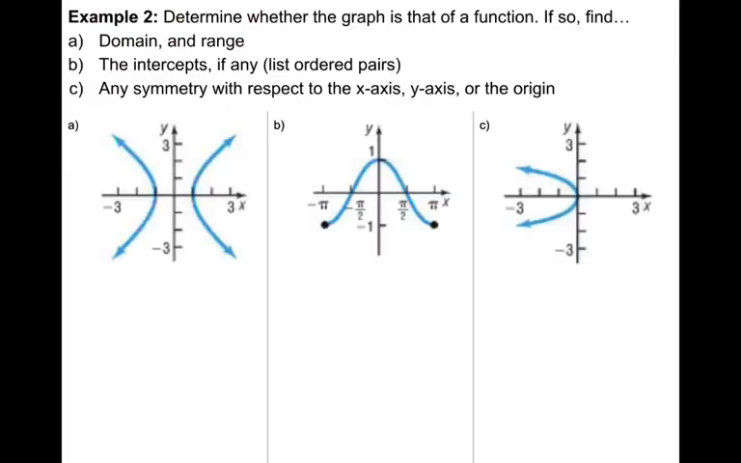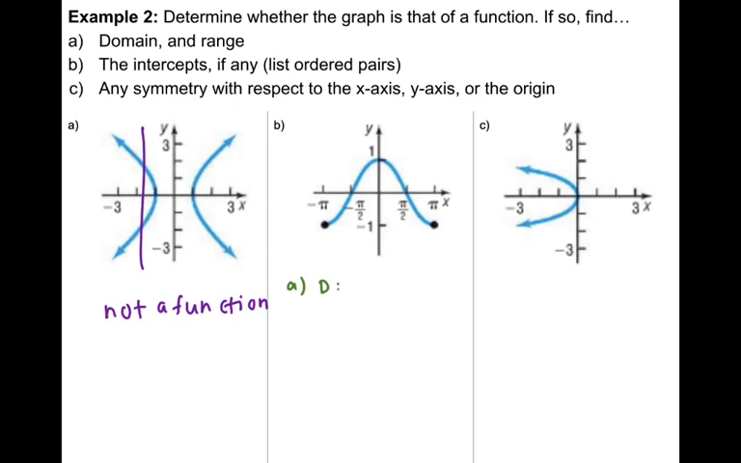So in this example, at the bottom of page 5, we want to determine whether the graph is a function. And if it is, we're going to find the domain, the range, the intercepts, and any symmetry it's got. So the first thing we're going to check is if this passes the vertical line test. Example A immediately does not pass the vertical line test. So we stop there. It is not a function. Okay, so we move on. Graph B definitely passes the vertical line test. This is a function, so let's start with domain and range.